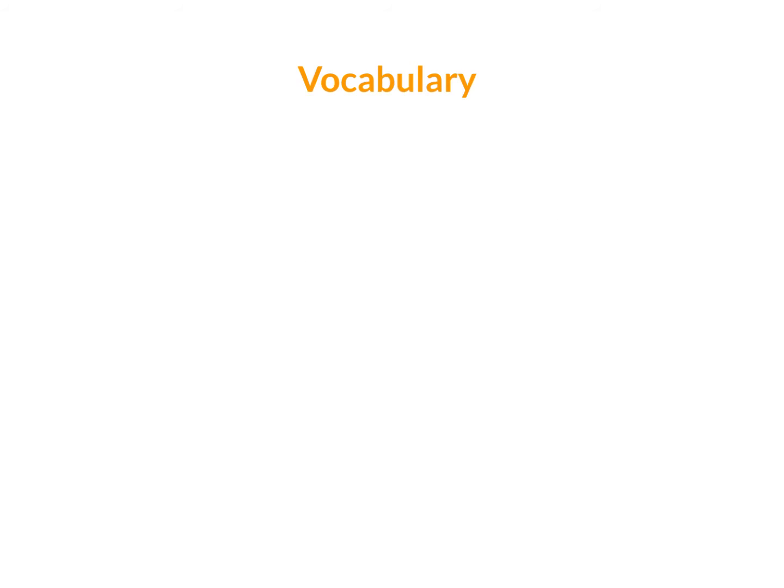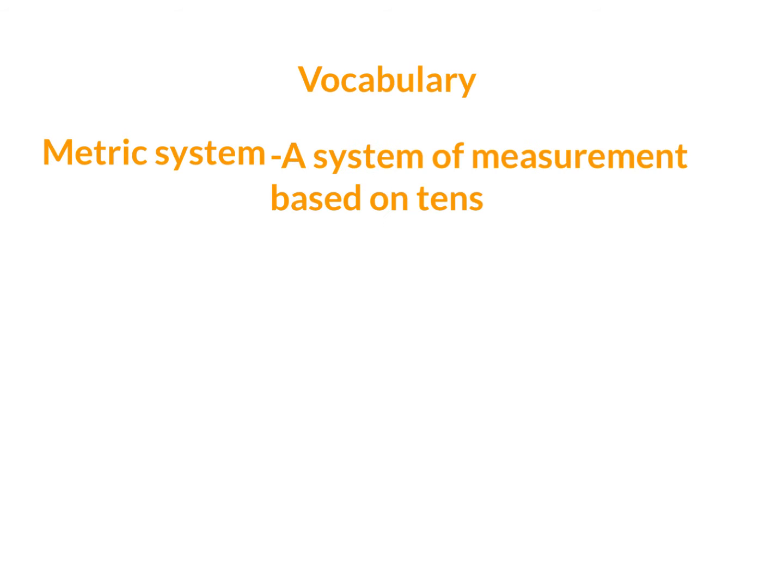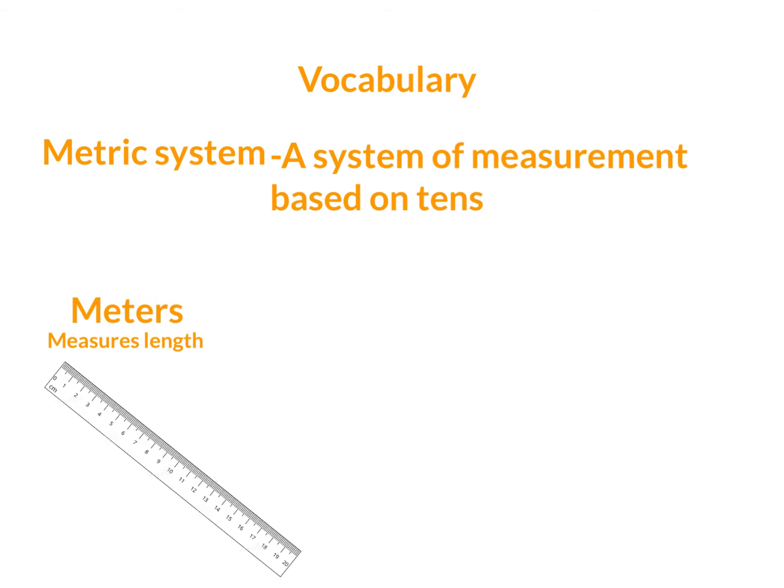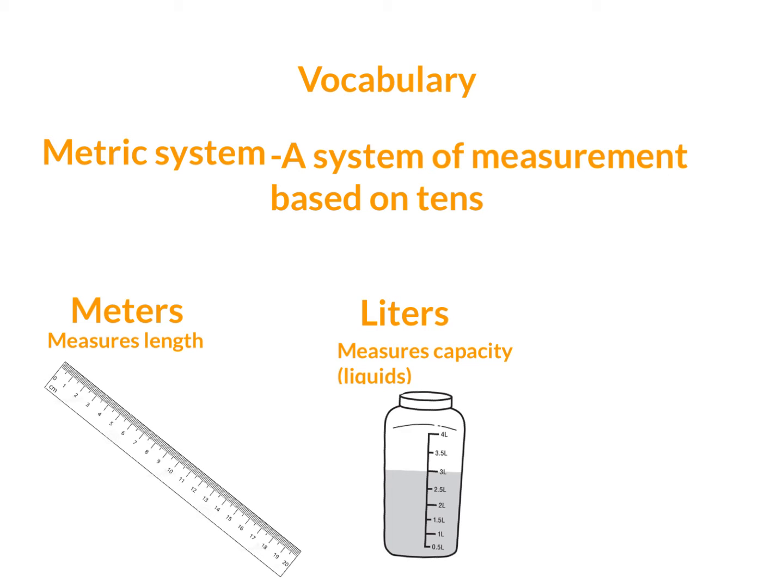First, let's look at some vocabulary. The first word is metric system. It is a system of measurement based on tens. The metric system uses meters, and that measures length. It also uses liters, which measures capacity like liquids. In this picture, we have a jug, and it has 3 liters of liquid in it.